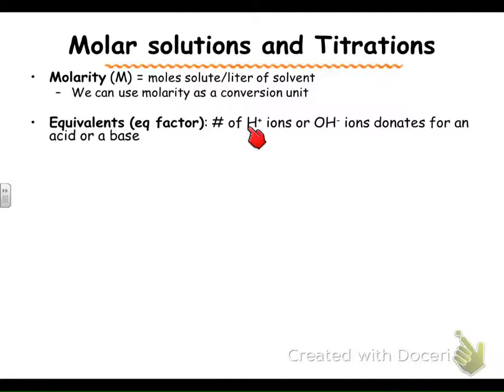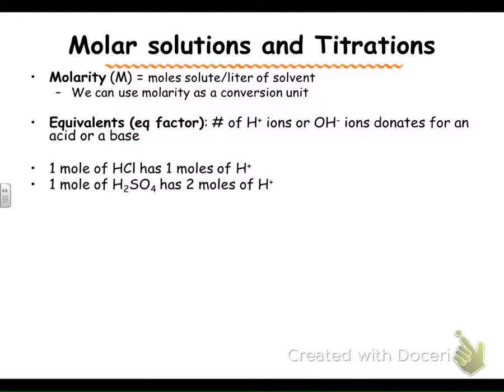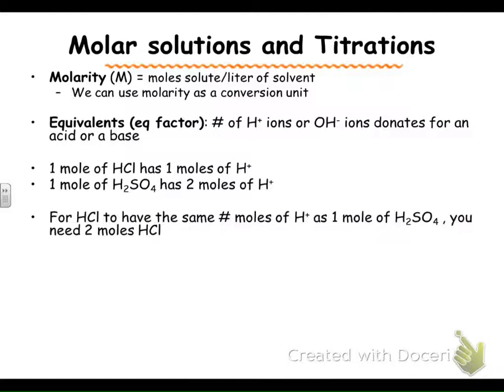number of hydrogen ions or hydroxide ions that are donated for an acid or a base. And so 1 mole of HCl has 1 mole of hydrogen ions, 1 mole of H2SO4 has 2 moles of hydrogen ions. So it's just basically the number of hydrogen ions or hydroxide ions donated from the compound.